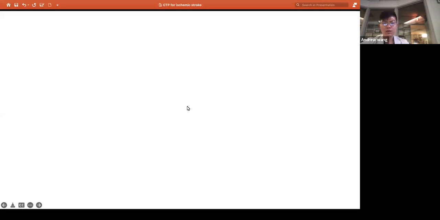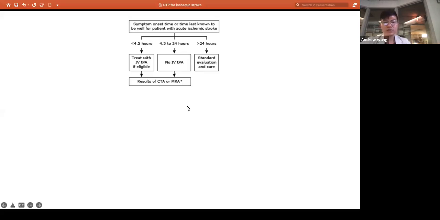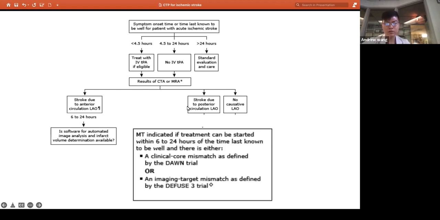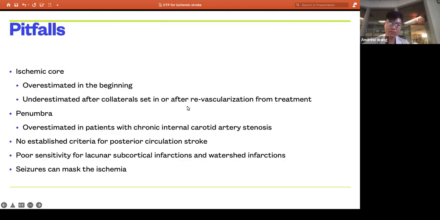To summarize, if a patient comes with a stroke symptom within 24 hours, he should receive CTA and non-contrast CT, and also CTA or MRA. If we find any anterior circulation large arterial occlusion, we can use the DAWN trial and DEFUSE 3 trial to select the patients who will benefit from mechanical or endovascular thrombectomy. And we also have to remember those pitfalls.